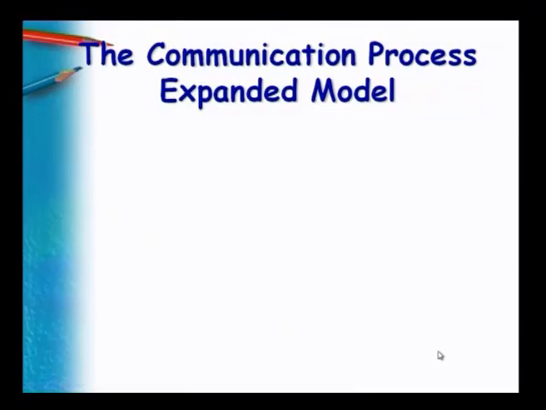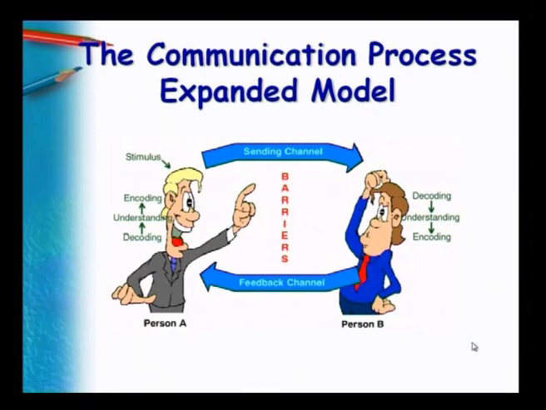Once again, let me recall the communication process expanded model which we discussed in the first lecture. Look at this. In the simple diagrammatic manner, there are two persons, person A and person B, but we call person A the sender because he is sending the message through the channel, and person B is the one who is receiving the message through the channel. So, he is sending it and he is receiving it.